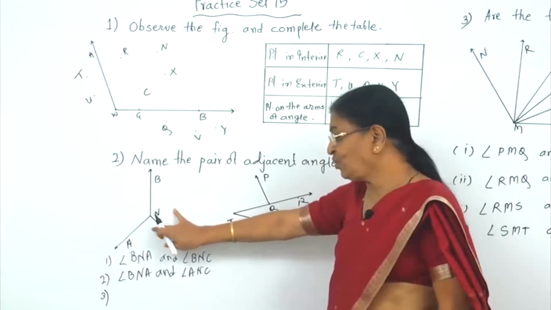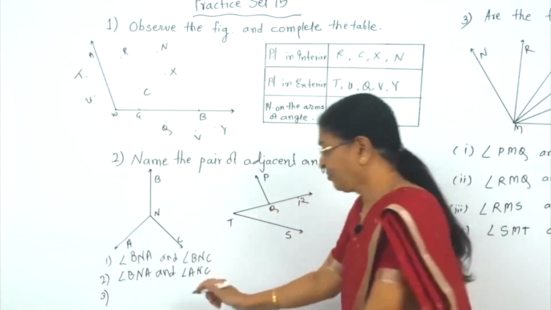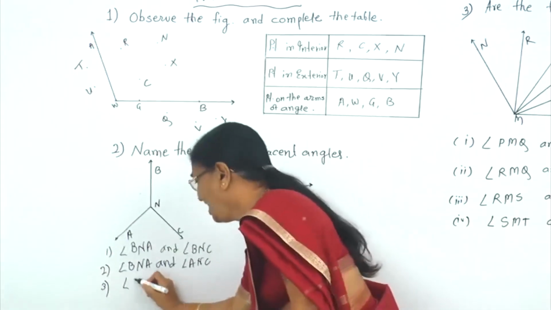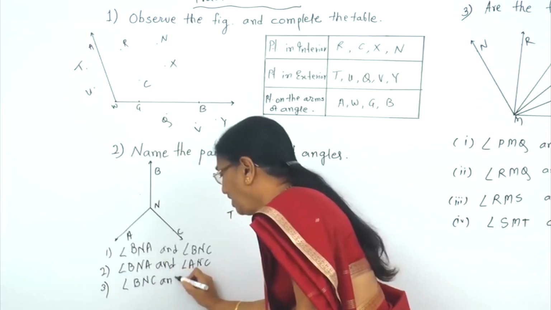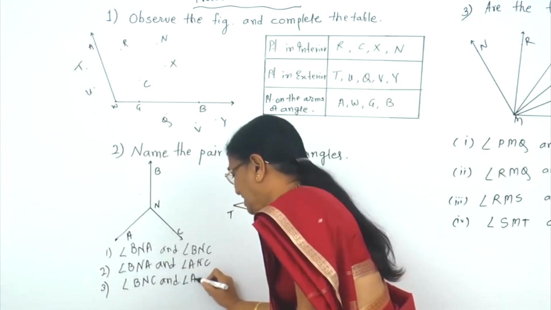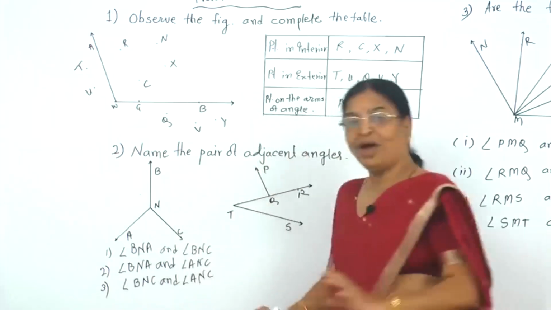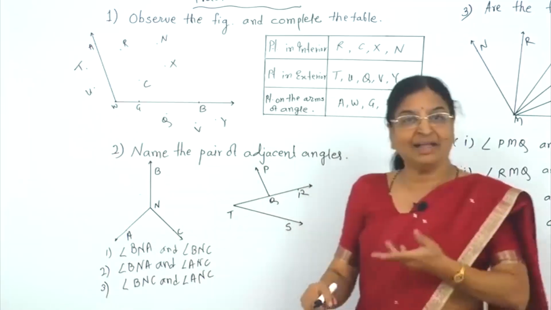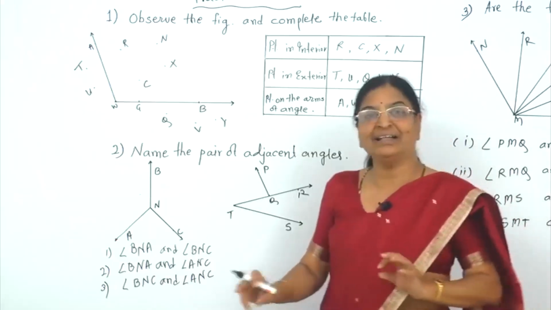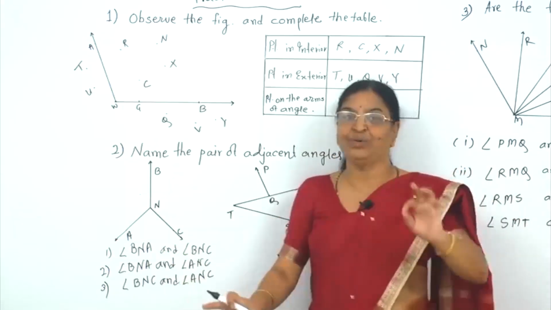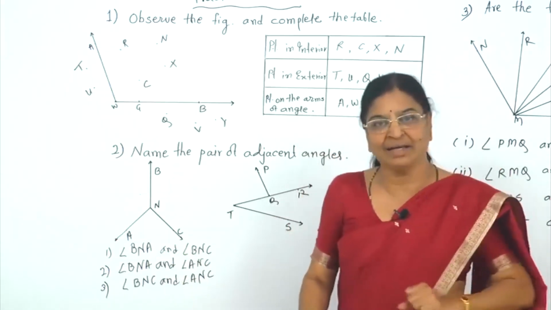So with this also we can do the second pair. So the third pair is angle BNC and angle ANC. Can you have any other pair other than this? No, there are only three pairs of adjacent angles, because only 1, 2 and 3 angles are given.